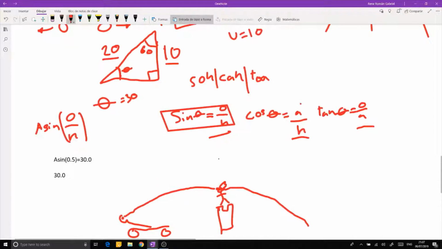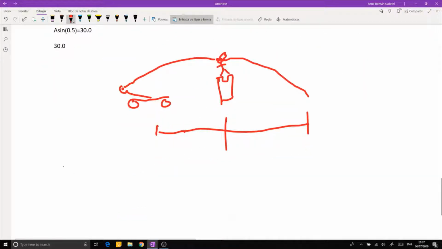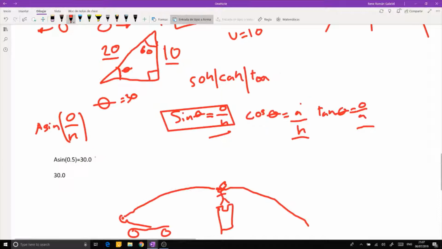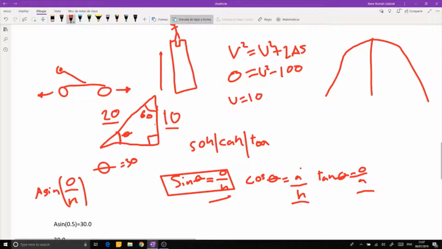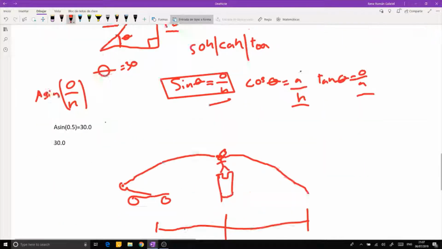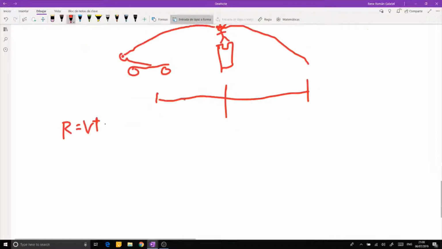So now we would have to figure out how to do the range. So range equals the horizontal velocity times the time. It's a really easy formula. We can figure out the horizontal velocity, because we have two of the sides, but we need time.